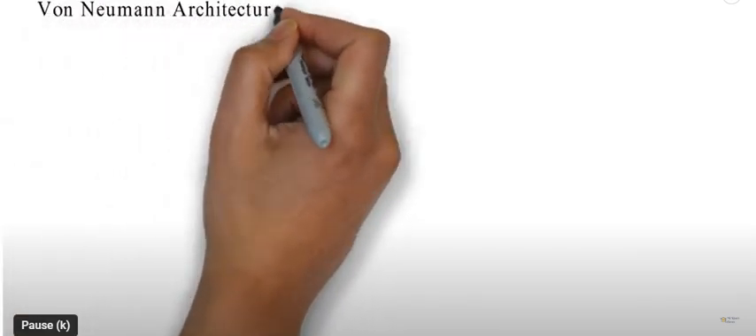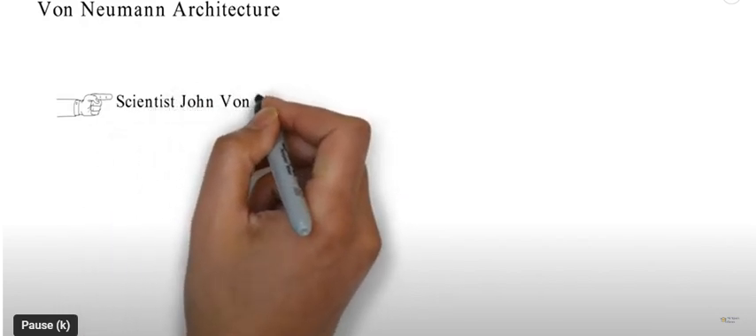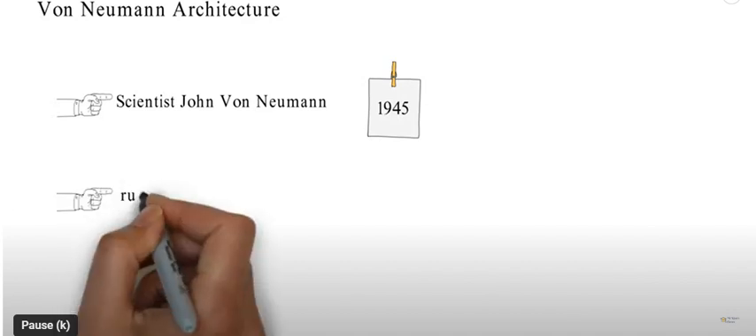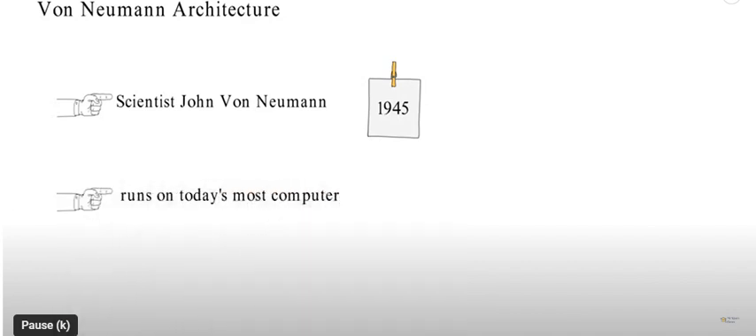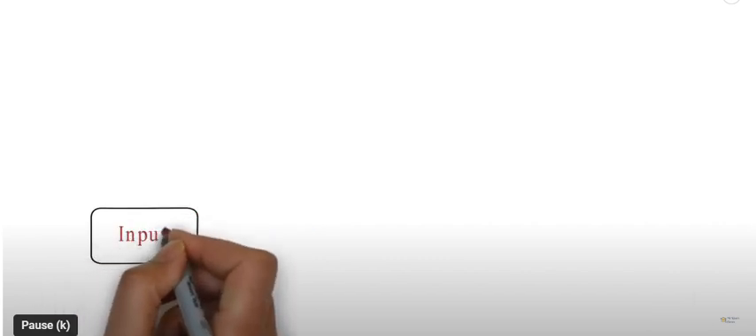The von Neumann architecture was designed and developed by the great mathematician and scientist John von Neumann in the year 1945. Most of the computers in today's world run on the von Neumann architecture. Whether it is a mainframe or a personal computer, whatever it is, it runs on the von Neumann architecture. So let's first see what this particular architecture is.